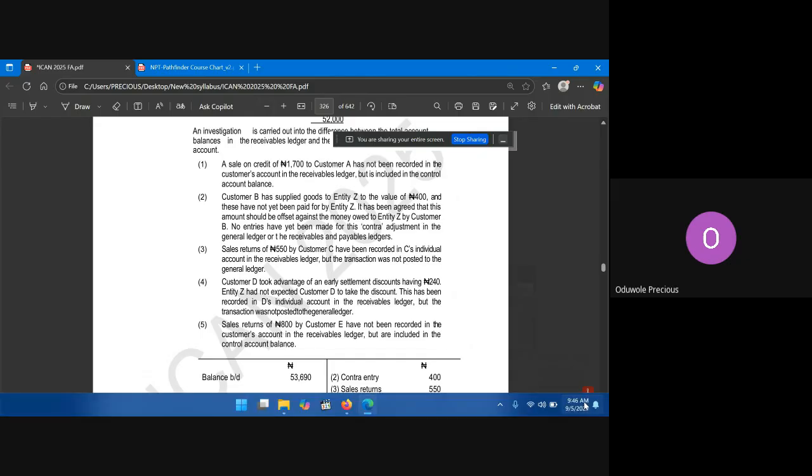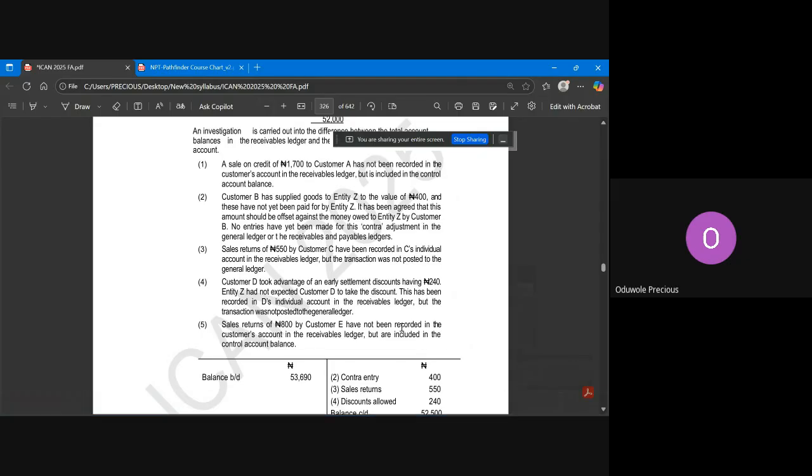Next one is 2. And what does the 2 say? So the 2 says customer B has supplied goods to entity Z to the value of 400, and this has not been paid for by entity Z. Now customer B is selling goods to us. We have not paid customer B. That means we are the ones owing customer B 400 naira.